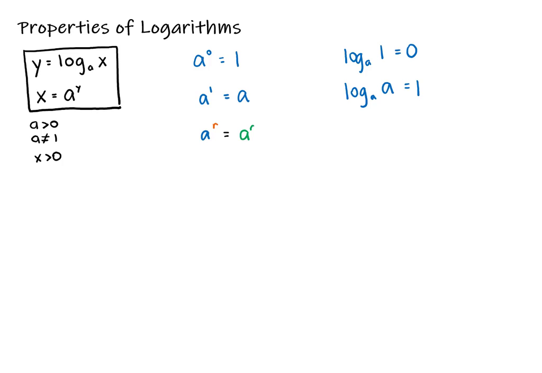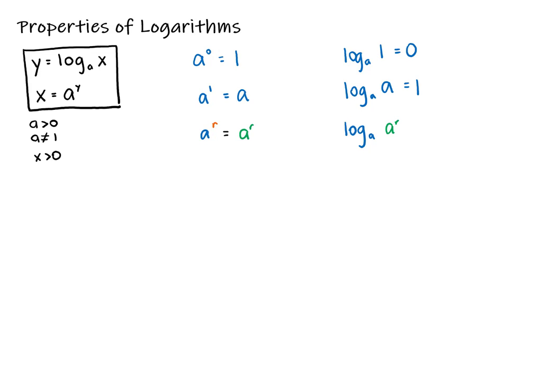This next one is slightly confusing because the pieces look the same. But a to the r is, of course, equal to a to the r. I'm going to rewrite this as a logarithm using the blue a as the base. The argument is going to be a to the r, and the exponent becomes the r after the fact. And so you can see that log base a of a to the r becomes r.